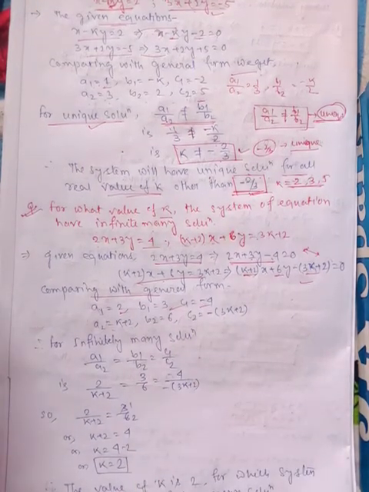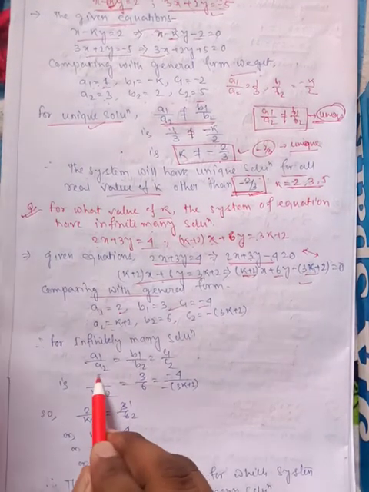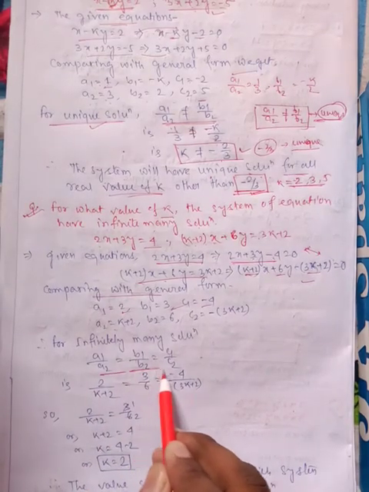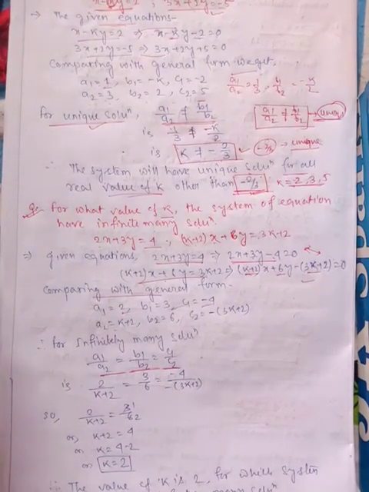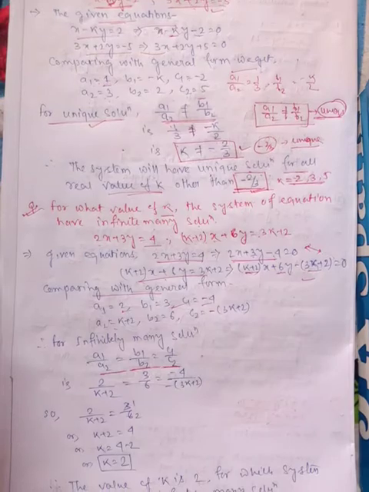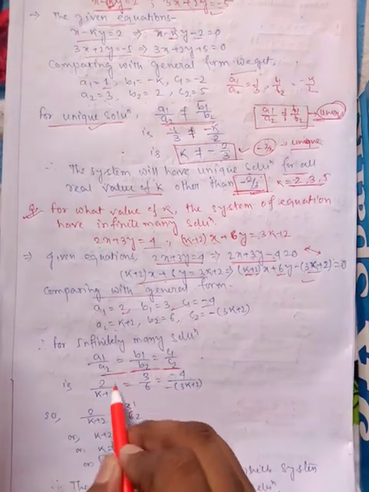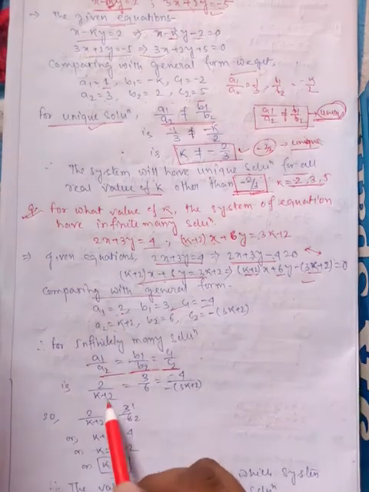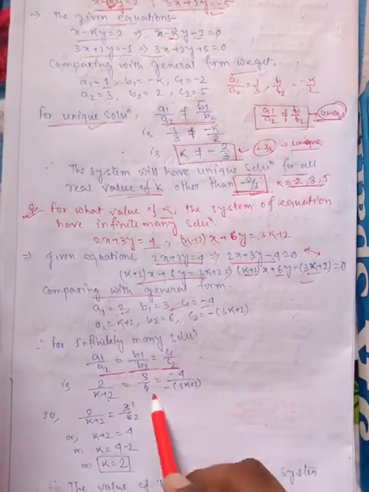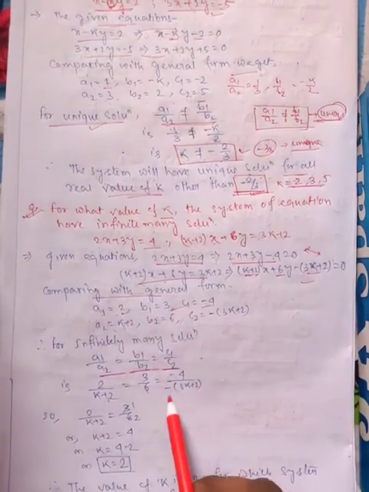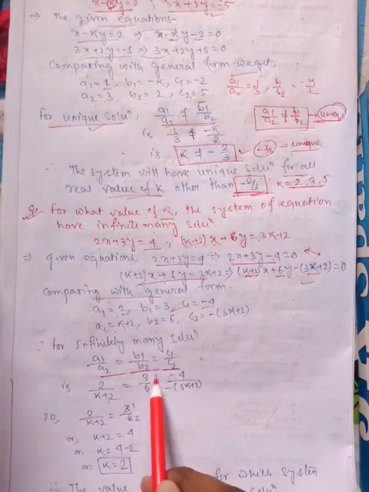So for infinitely many solutions, the condition is a1 by a2 equal to b1 by b2 equal to c1 by c2. Previously we discussed that for infinite solutions, the three ratios should be equal. So a1 by a2, that means 2 by (k plus 2), equal to 3 by 6, equal to minus 4 by minus (3k plus 2). So take the first two ratios.